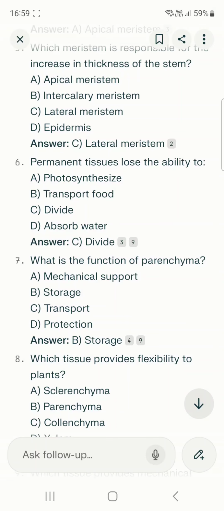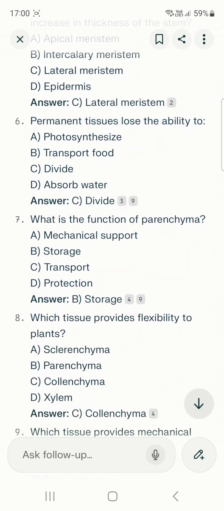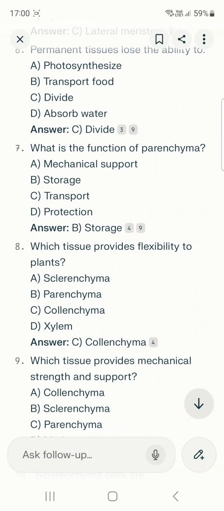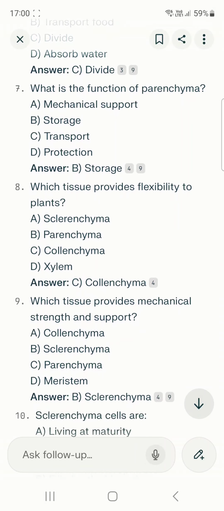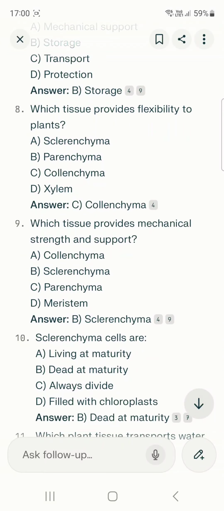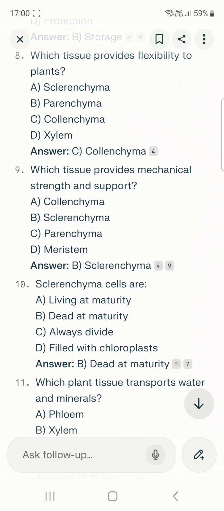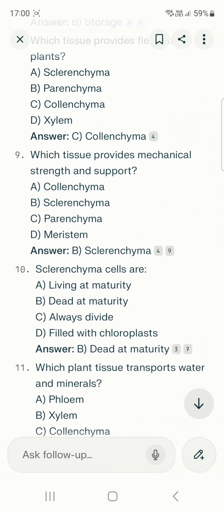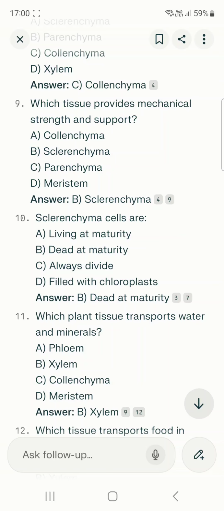Which tissue provides flexibility to plants? And the correct answer is collenchyma. Which tissue provides mechanical strength and support to plant? And the answer is sclerenchyma. Question number 10. Sclerenchyma cells are dead at maturity. We know that. Which plant tissue transports water and minerals? Water and minerals, and the answer is option B, xylem.